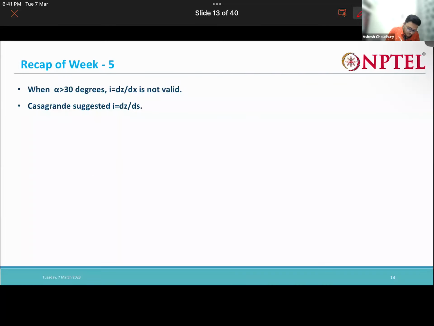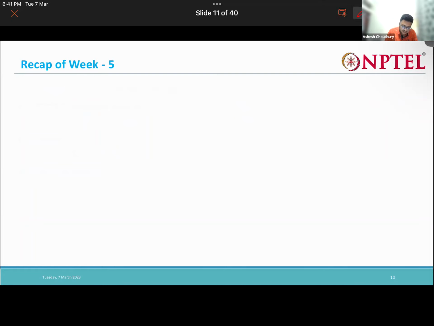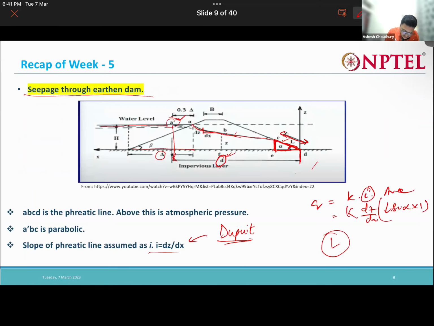Now, Casagrande said that if this alpha angle, the angle at the exit towards the tailing side, is greater than 30 degrees, then I equal to dz by ds is actually not valid. So he suggested it's better to take I equal to dz by ds. So what is my ds? My ds is nothing but the length of that curve. So ds is actually this length.